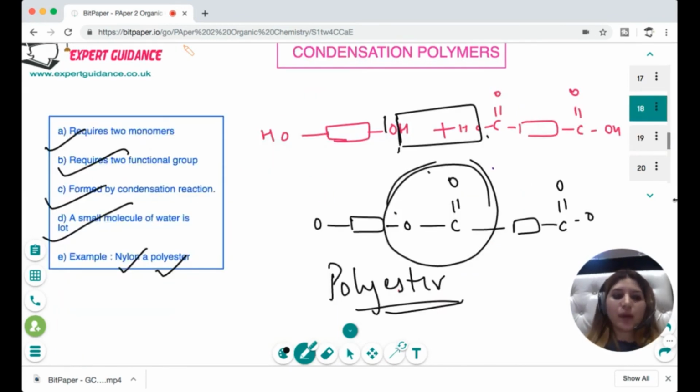Addition requires one monomer. Condensation requires two monomers or two functional groups. In addition, nothing is lost. Here, a small molecule is lost. Addition polymers are formed by addition reaction. These are formed by condensation reaction.